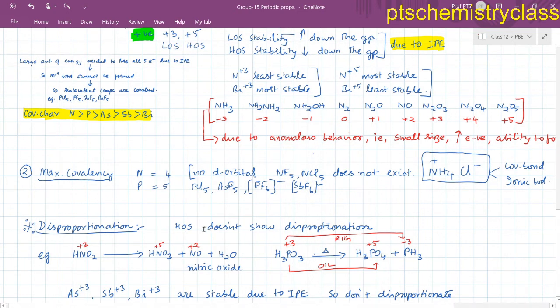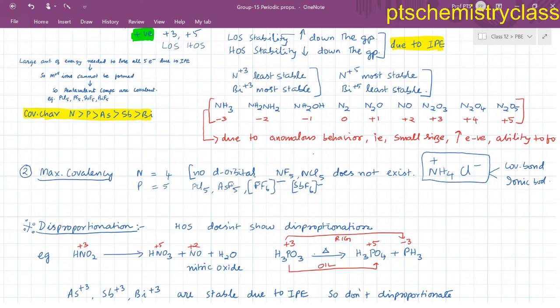Generally, elements in the highest oxidation state do not show disproportionation. Why? Because they have already lost all the electrons. They cannot lose any more electrons; they can only gain electrons. That means they cannot show disproportionation. Disproportionation means it has to show both oxidation as well as reduction. Then only it is disproportionation. So which type of compound undergoes disproportionation? Generally, whenever an element is existing in an oxidation state intermediate between the lowest and the highest.